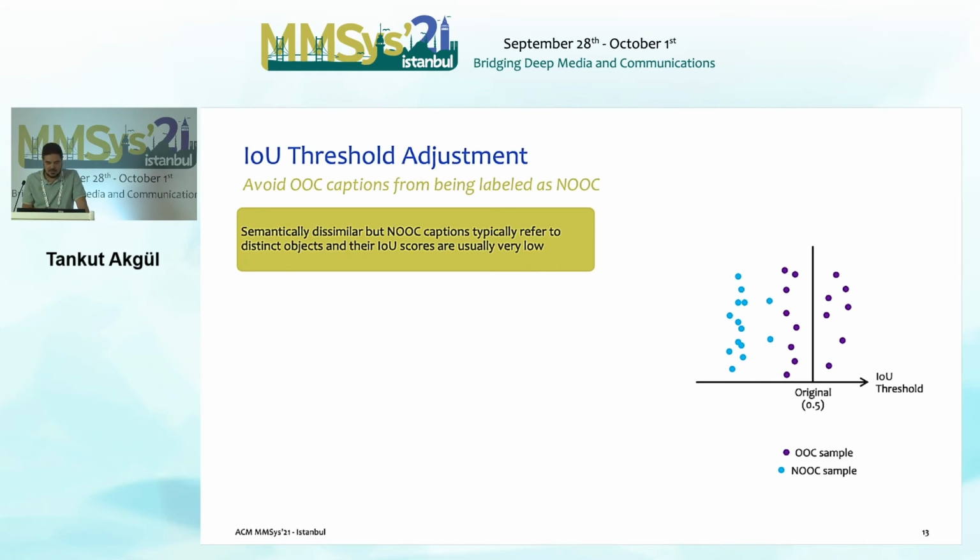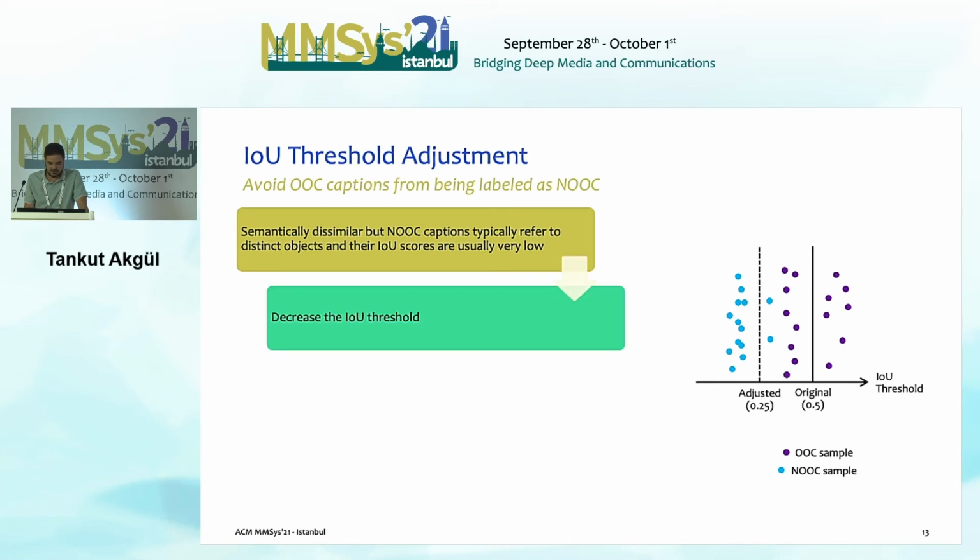If you look at this plot here, the IOU value, it shouldn't be threshold, actually, it should be the overlap, the IOU itself. They are concentrated on the left-hand side, the blue dots on the left. Those are the samples that are actually not out of context. But since the threshold is 0.5, the purple samples are also considered as not out of context because they are below the threshold. So if we decrease the threshold to, let's say, 0.25, which we did, we halved the threshold value from 0.5 to 0.25, then these purple samples suddenly are considered or predicted as out of context correctly.